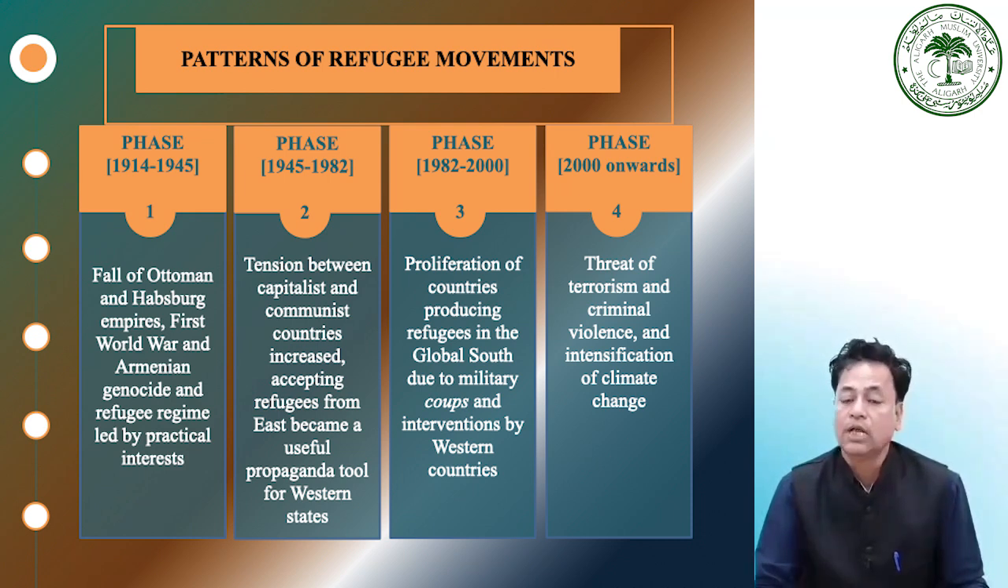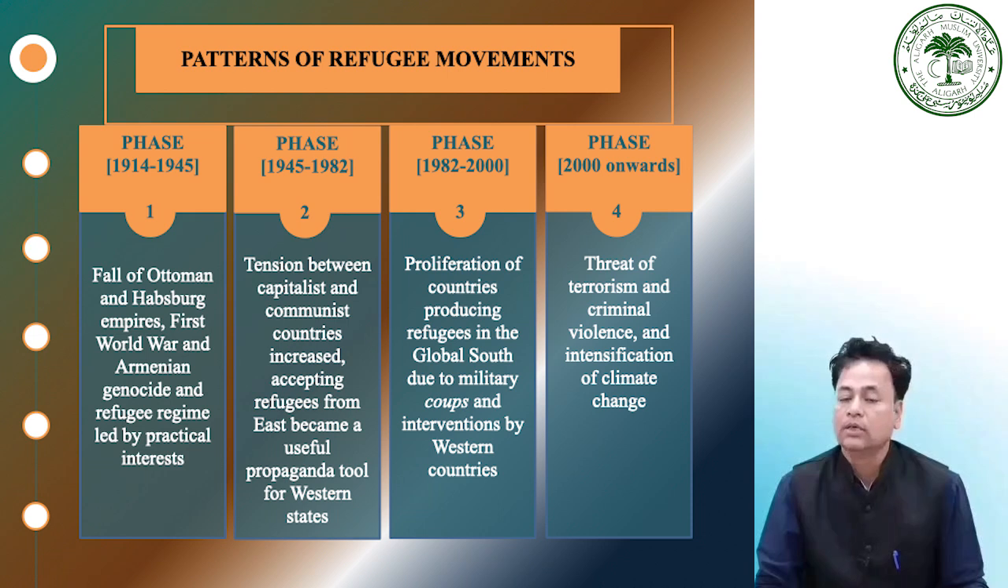During the second phase, from 1945 to 1982, tension between liberal capitalist states and the communist bloc increased. Accepting refugees from the east became the usual propaganda tool for the western states, demonstrating the superiority of political systems based on individual human rights. So the western countries particularly welcomed the refugees from the communist countries in a way that was intended to glorify their political system, their constitution, that we respect the rights of individuals, we are based on individual freedom.